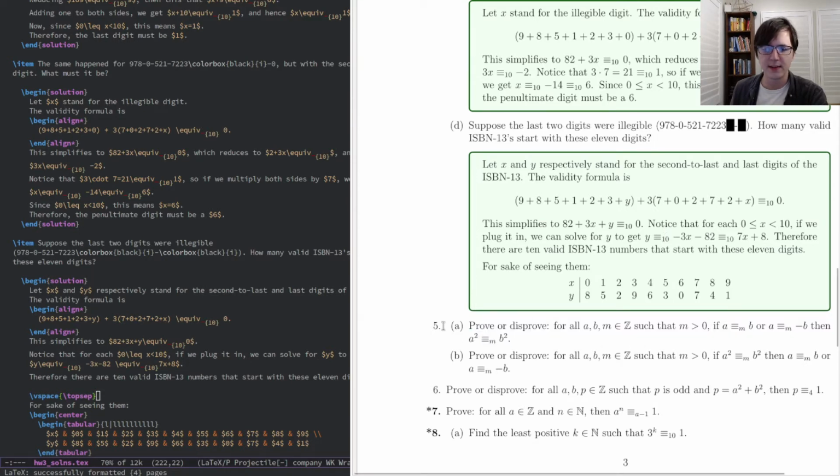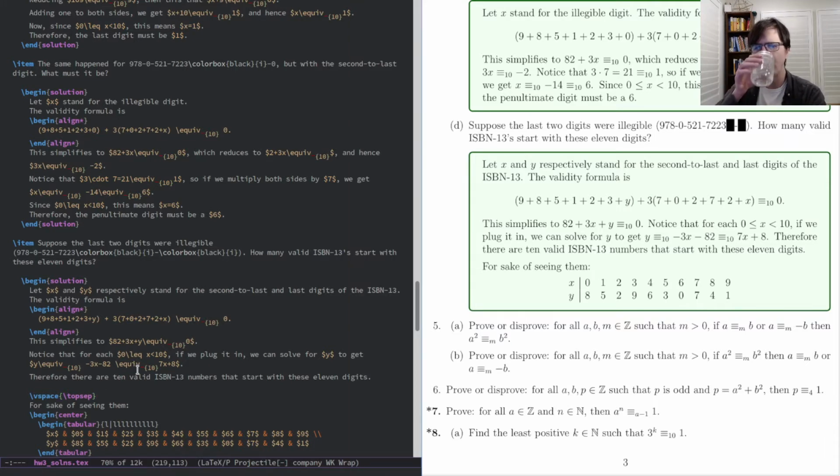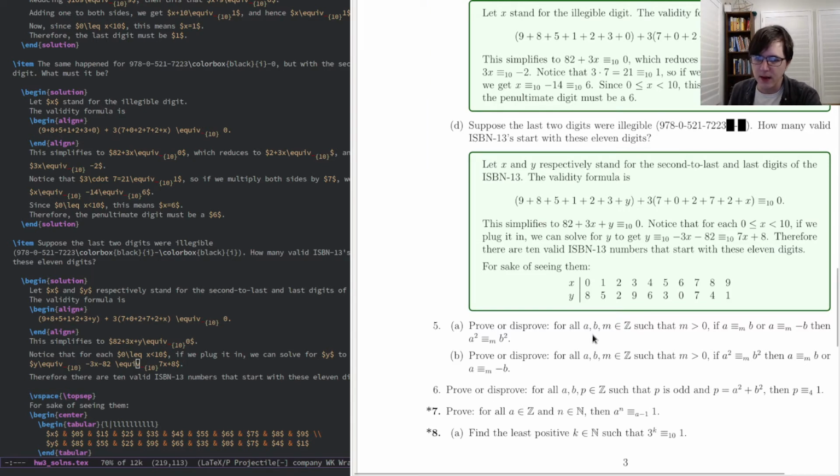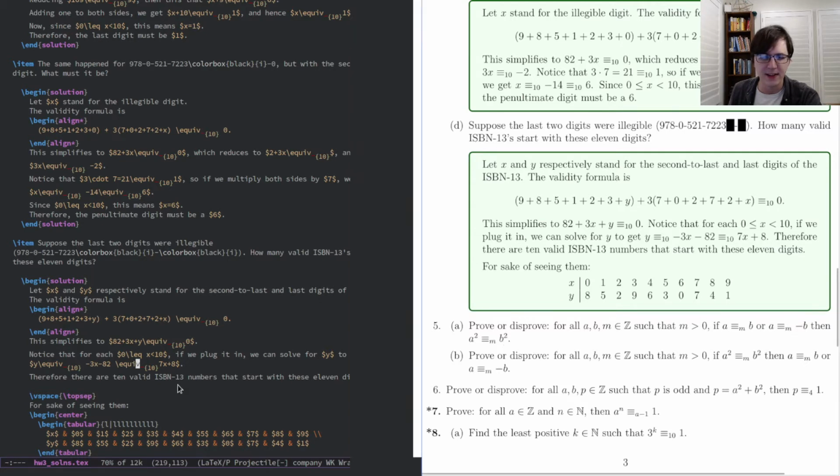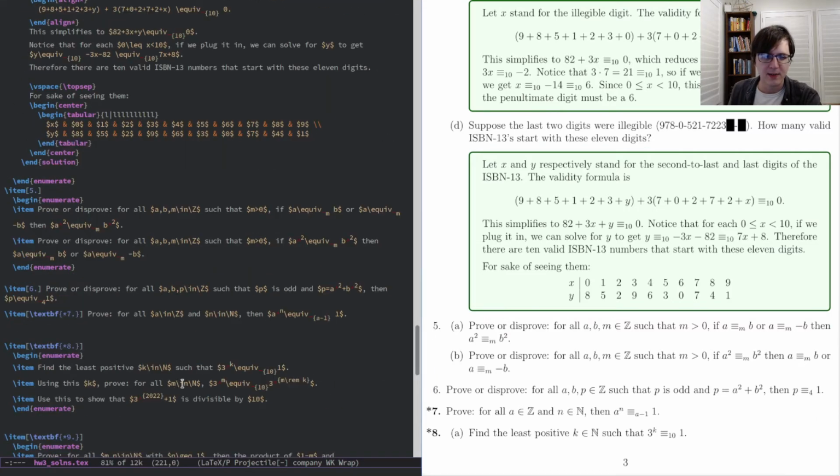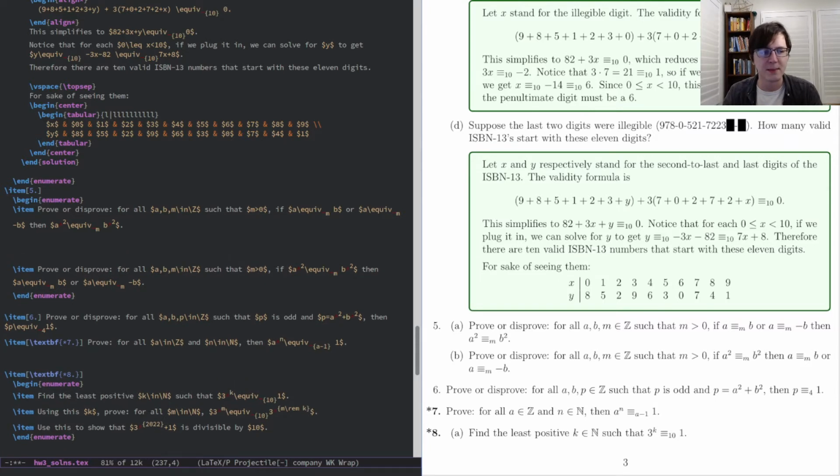Prove or disprove. So for all a, b, and m in the integers where m is positive, if a and b are congruent, or a and minus b are congruent, both mod m, then their squares are congruent. Well, doesn't that just seem like the usual squaring something makes the minus sign go away? So let's prove it.